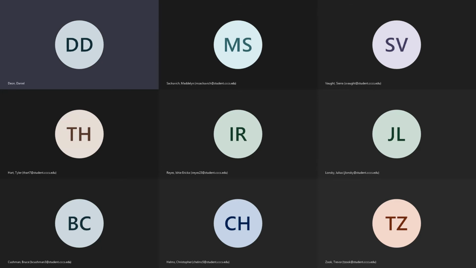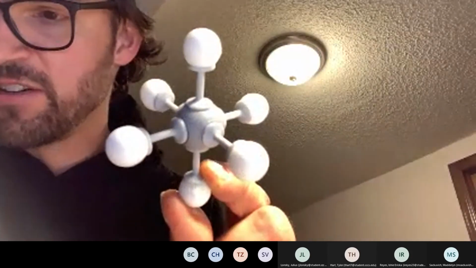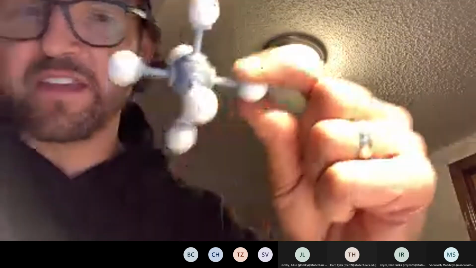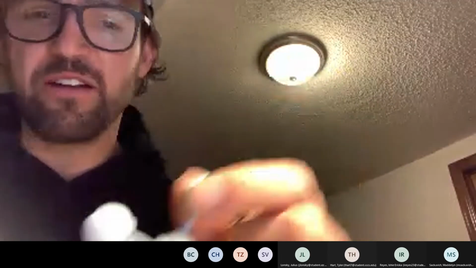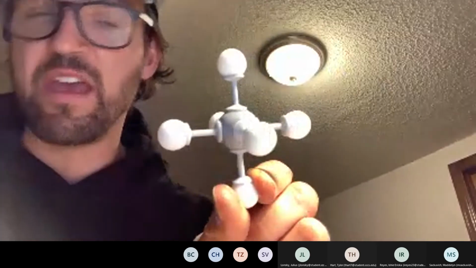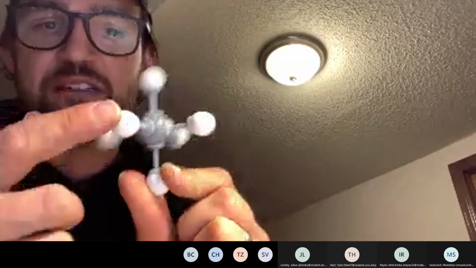Where was I? There we go. So here's the camera. Here's my octahedron. You see, I have the central atom. We can call these equatorial atoms, but the thing is, it doesn't matter how you rotate it. All the bond angles are 90 degrees, right? I can throw it up in the air and just pick whichever one I want. It doesn't matter which one I grab. I'm going to end up with the same thing every time. And you can see how the bond angles are all 90 degrees.